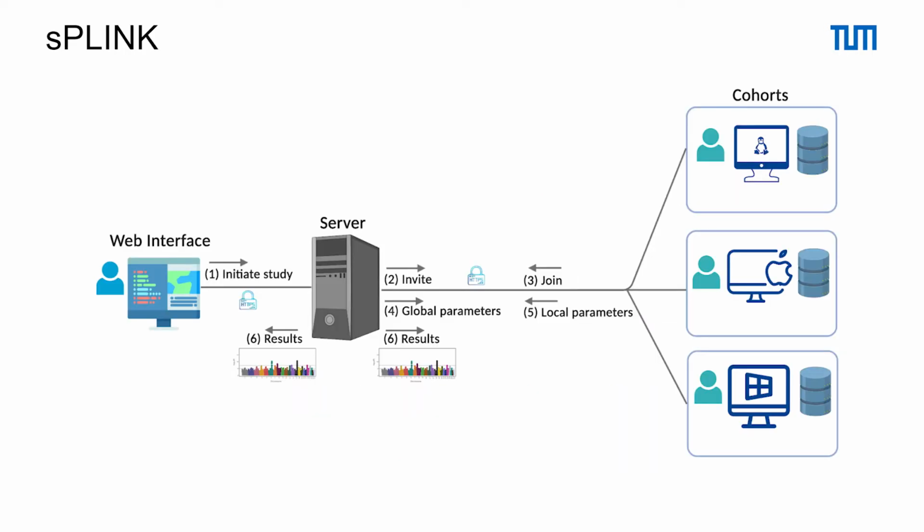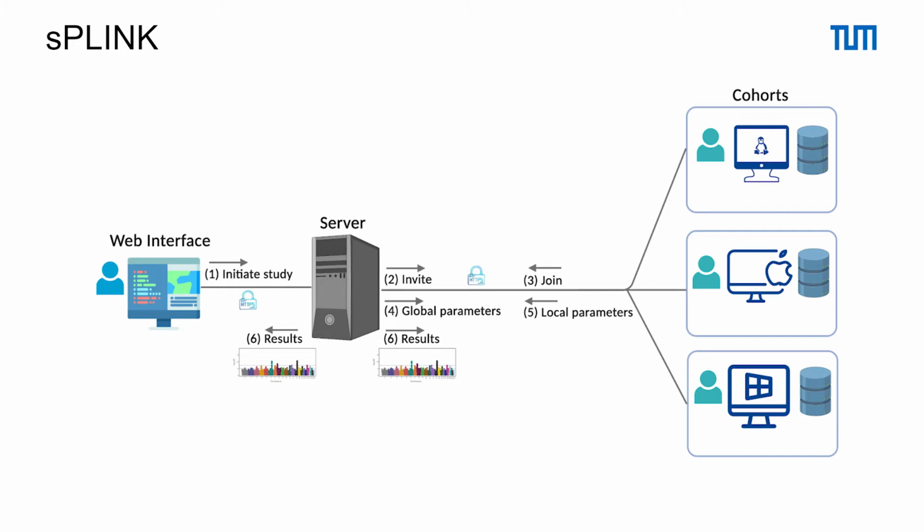The sPLINK system consists of a web interface, a server, and client applications running on the local machines of the individual cohorts. To conduct a privacy-preserving collaborative GWAS, the coordinator initiates a new study, also called project, and invites a set of cohorts to participate. The cohorts, in turn, join the study and select the dataset they want to contribute to the study. After all cohorts have joined, the federated computation of the results starts. The coordinator and the participating cohorts can access the results when the computation is done.